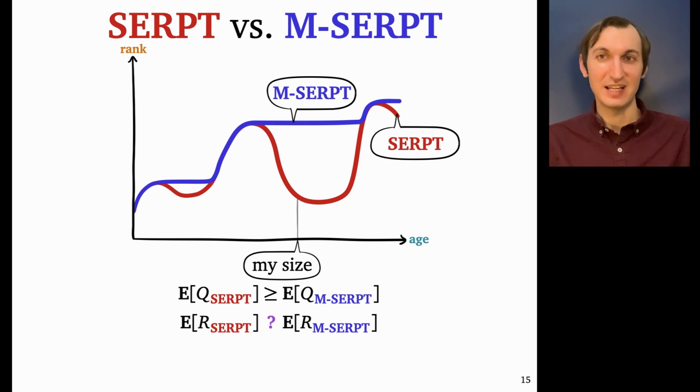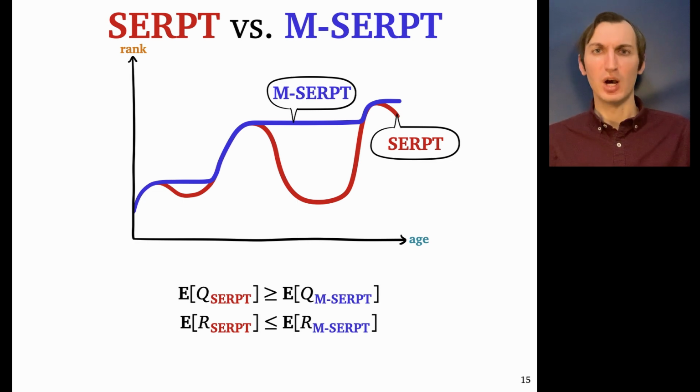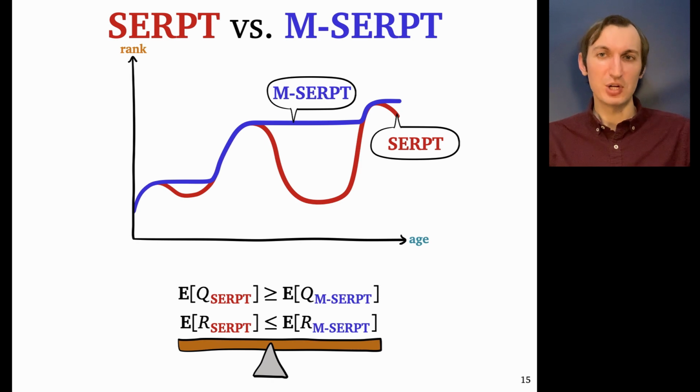And in particular, in this valley, as my rank is going down, my priority is improving, and so I get interrupted less by arriving jobs. And what this means is that E of R SERPT is actually at most E of R M-SERPT. So SERPT beats M-SERPT in the R category. And so what we have is actually a complicated trade-off between SERPT and M-SERPT. It's not clear which one's better.